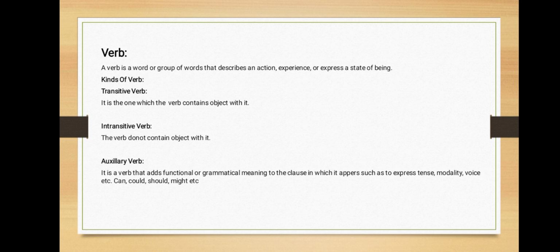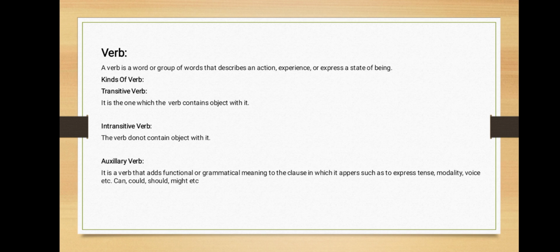Number 3 part of speech is verb. A verb is a word or group of words that describes an action, experience, or expresses a state of being. For example, swim, drive, play, drink, write, etc. There are 3 kinds of verb: transitive, intransitive, auxiliary verb. Number 1 is transitive verb. It is a verb which contains an object with it. For example, Ali sent candy from America.